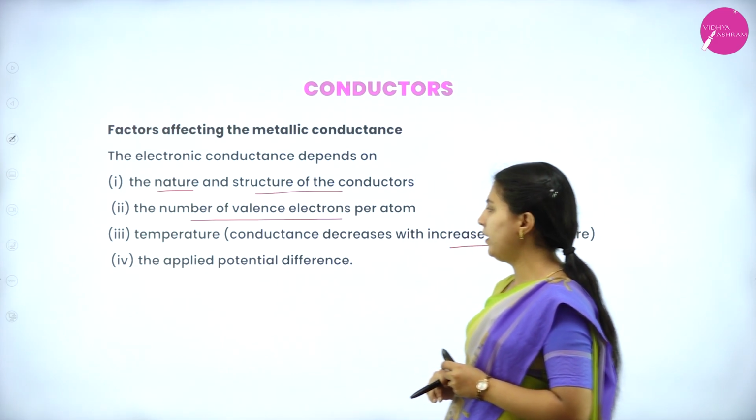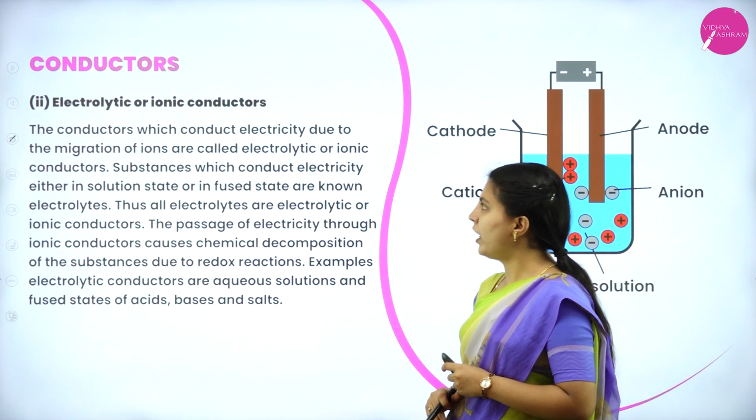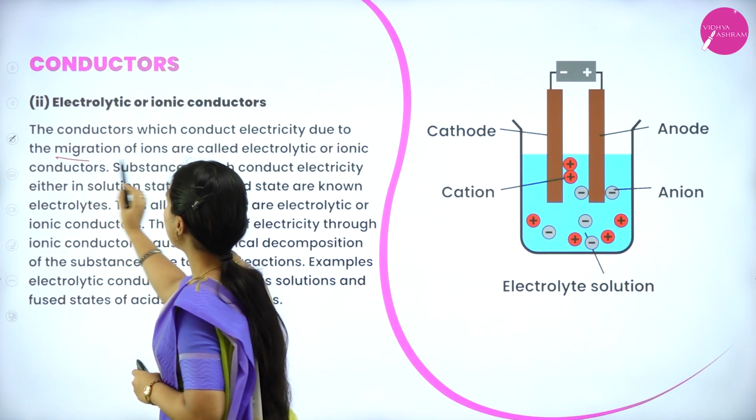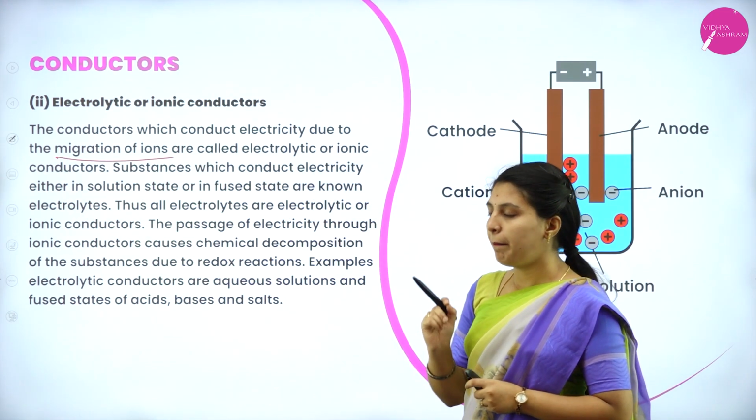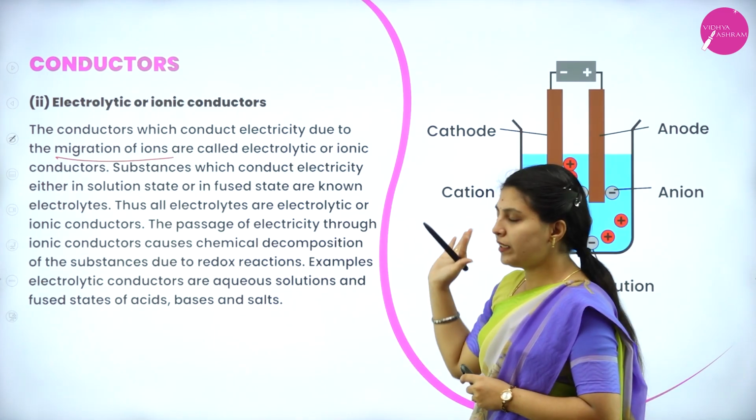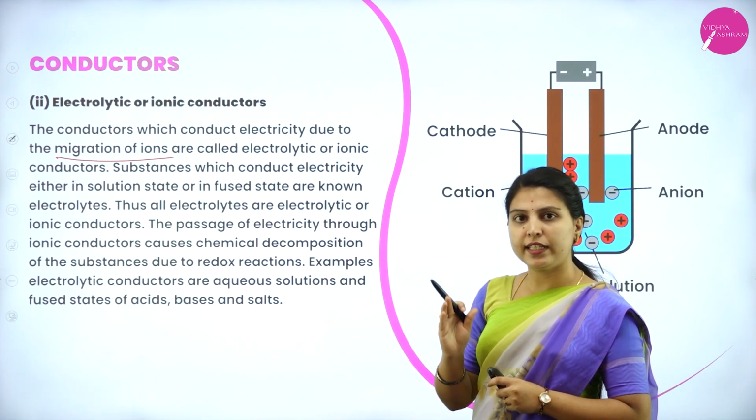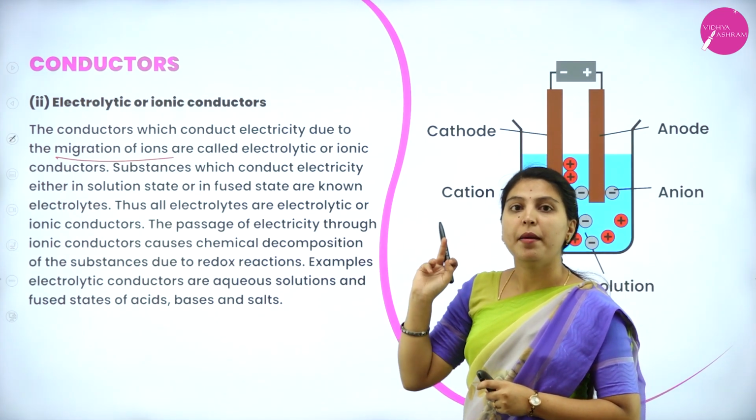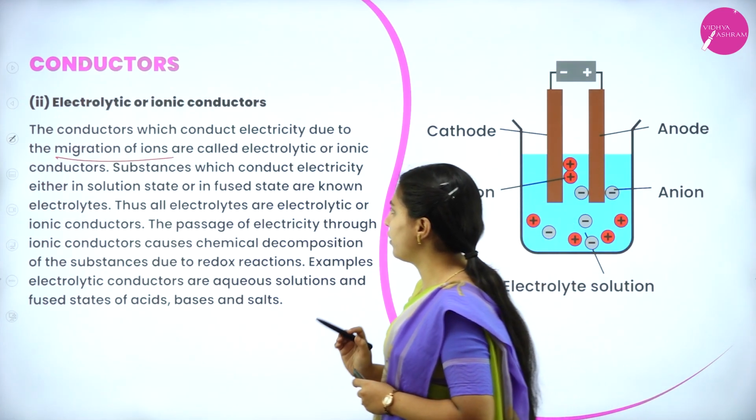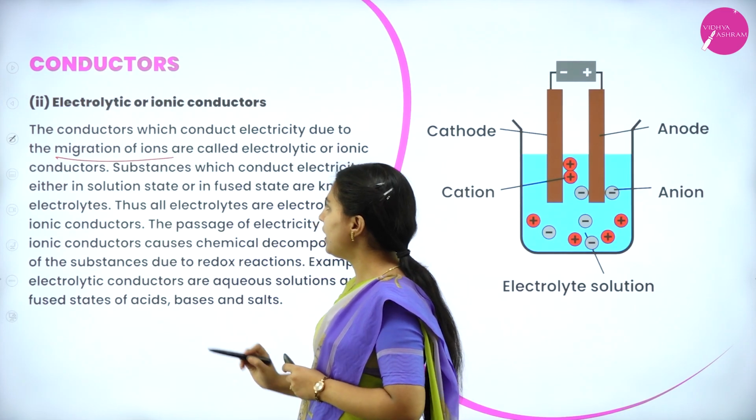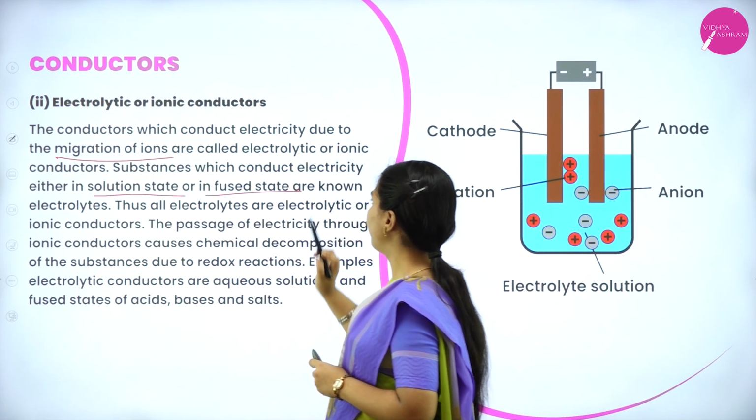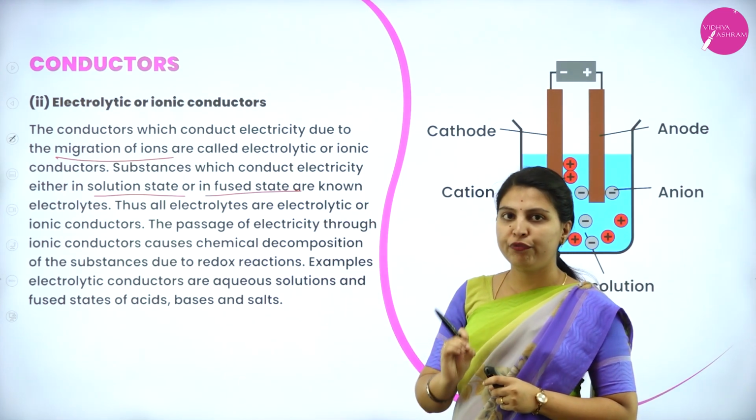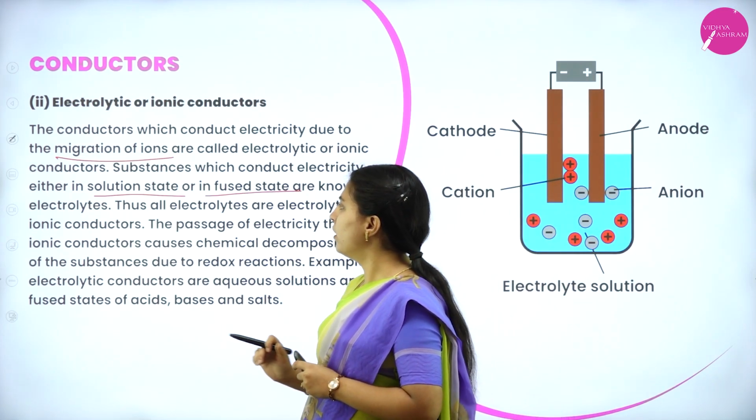Next, electrolytic or ionic conductors. These are the conductors which conduct electricity due to the migration of ions, unlike electronic conductors, which conduct through the migration of electrons. Electrolytic or ionic conductors conduct electricity through the migration of ions. Substances which conduct electricity either in solution state or in fused state are known as electrolytes.